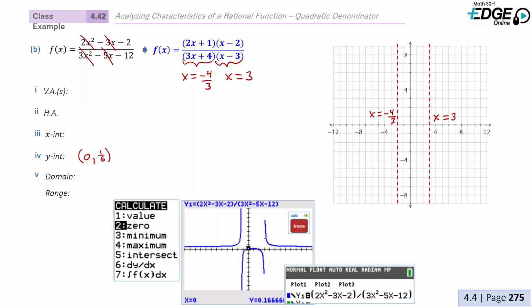Now let's look at the zeros, or the x-intercepts. So on your calculator, go second, or calculate, and then 0.